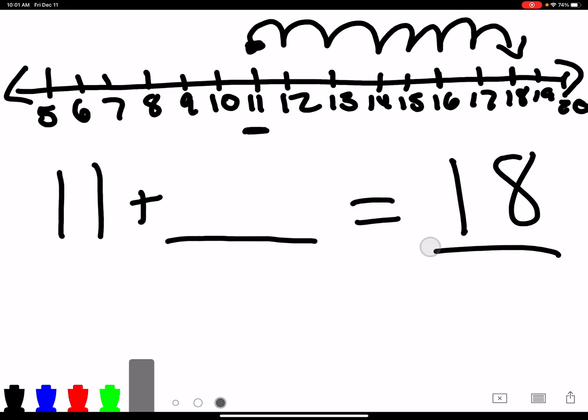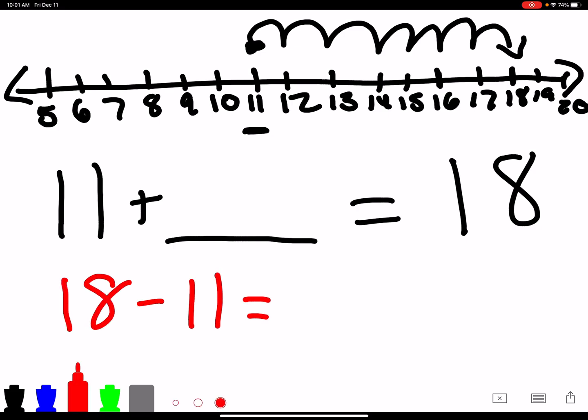Okay, I'm going to erase this line to make it less confusing. But 11 plus something equals 18. So you can subtract 18 minus 11 to get your answer to figure it out. Or you can just count how many lines are at the top. So let's count on. 1, 2, 3, 4, 5, 6, 7. We have 7. 11 plus 7 equals 18.